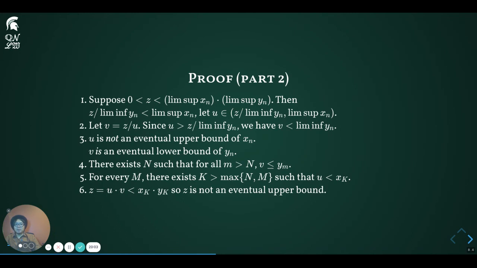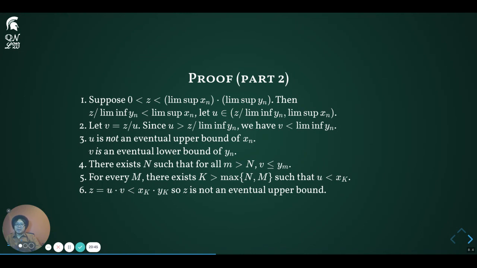We proceed similarly to the earlier scenario. Since z is positive and both lim sup of x and liminf of y are positive, we can divide z by liminf y and get a number that is less than lim sup x. We can choose u to be between z over liminf y and lim sup of x. Our choice makes u not an eventual upper bound for x sub n. Let v be z over u, then our choice of u forces v to be less than liminf of y. This means that v is an eventual lower bound of y sub n.